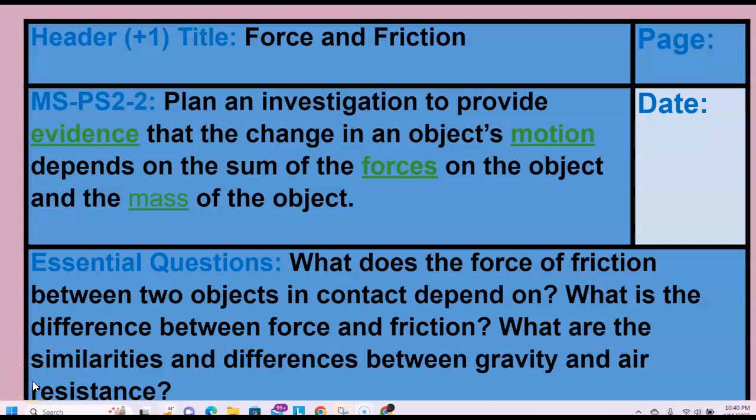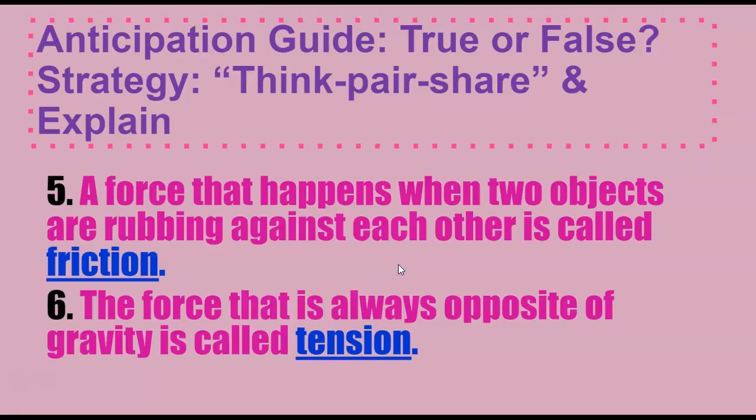Okay, so today we're going to go over force and friction. Please make sure the page lines up with the notes that you have. All right, we're going to look at the anticipation guide. One of the things you're going to notice is we went from 1, 2 to 5, 6. Please cross out 3 and 4. We're not doing them. All right, so on the left-hand side, please write true or false.